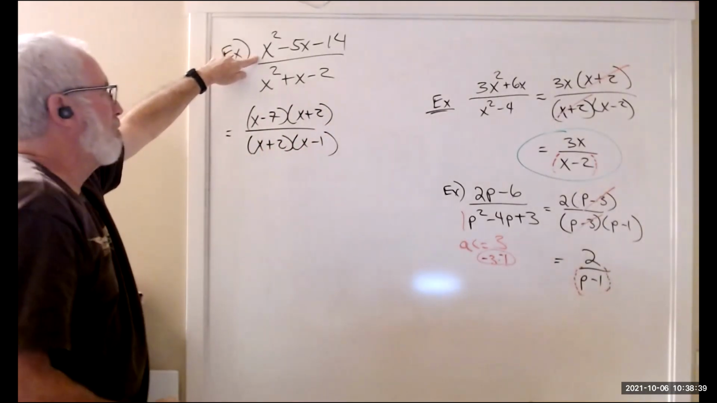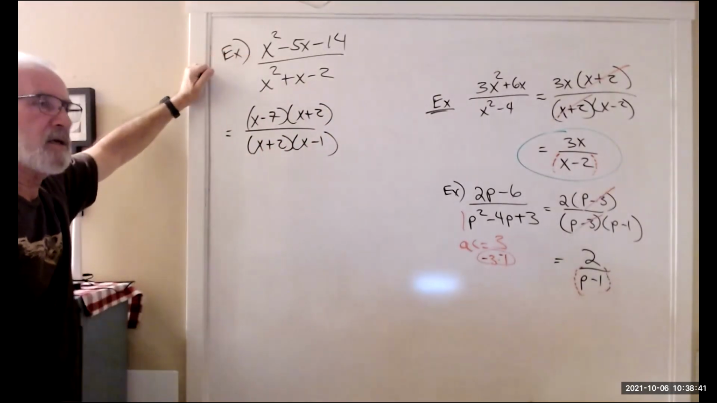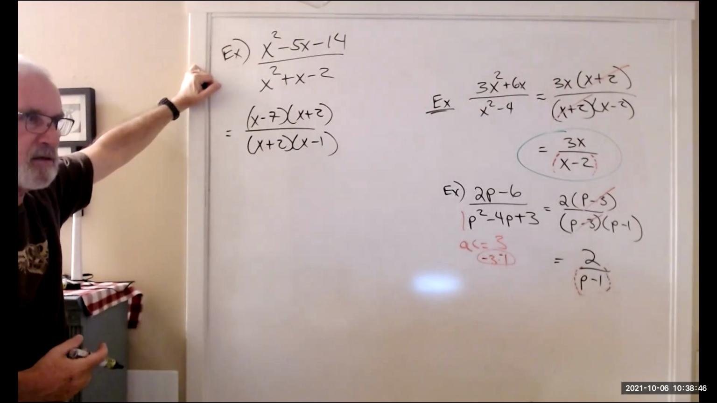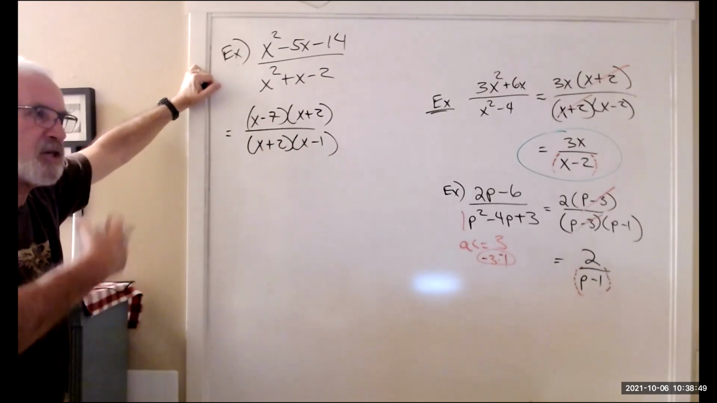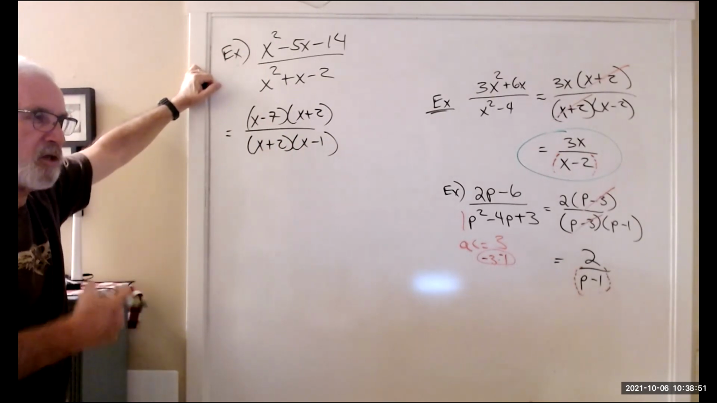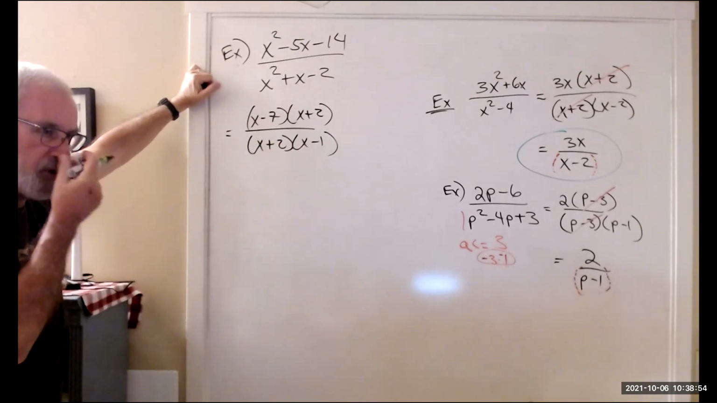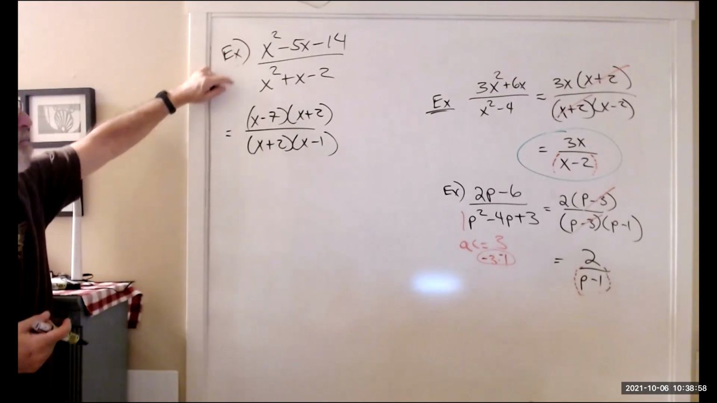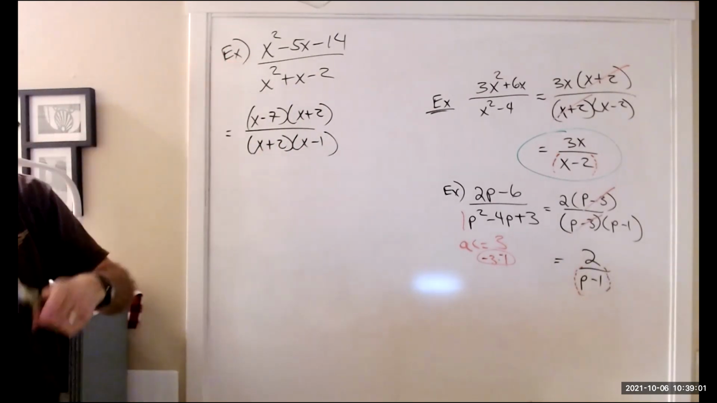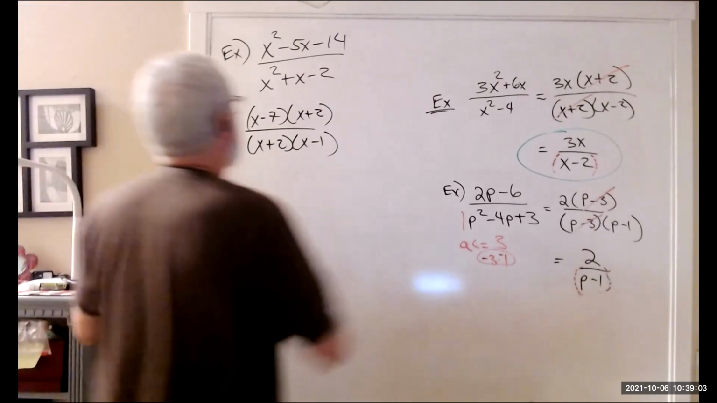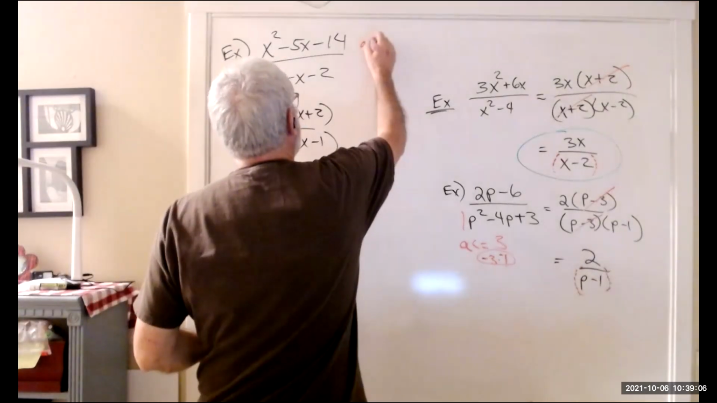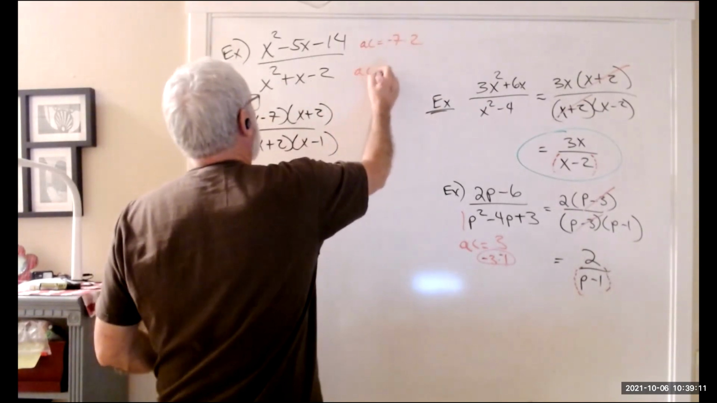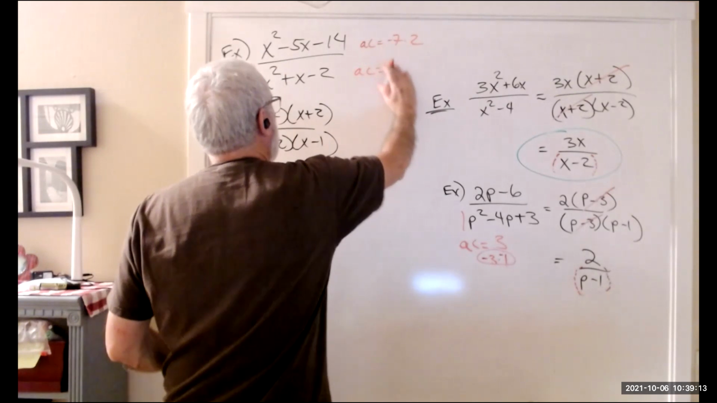Right, and again, I will be happy to show you how I did that. I'm skipping the AC work. Okay, you still have to do it. If you can do it in your head, great. If you need to do it on scratch paper, great. But the top, your AC is 7 times 2. On bottom, your AC is 2 times -1.